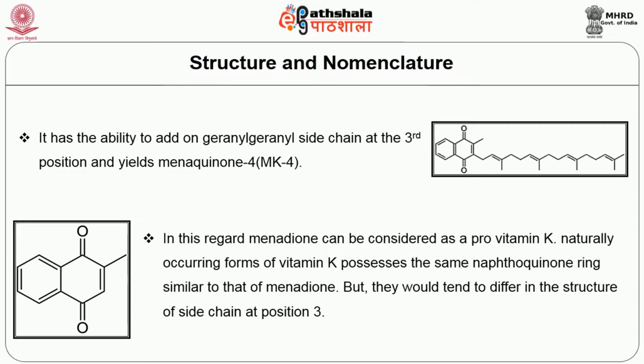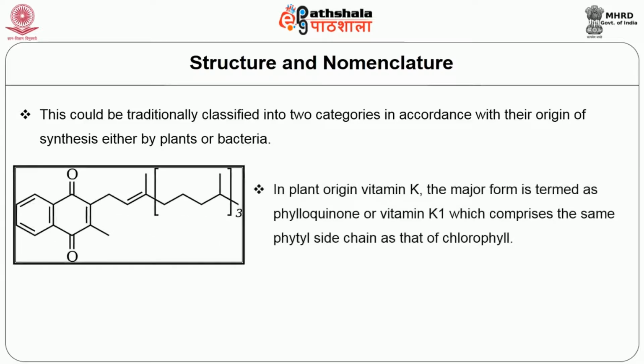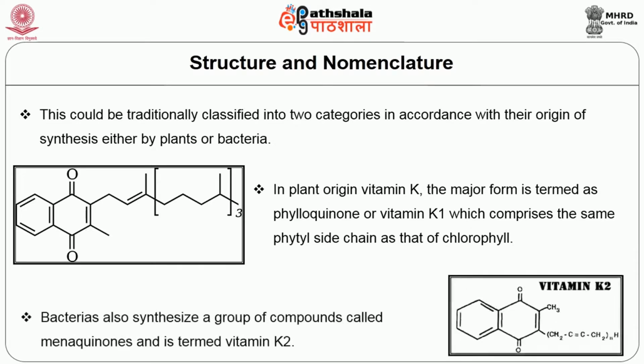Naturally occurring forms of vitamin K possess the same naphthoquinone ring similar to that of menadione, but they tend to differ in the structure of the side chain at position 3. This could be traditionally classified into two categories in accordance with the origin of synthesis, either by plants or bacteria. In plant origin, the major form is termed phylloquinone or vitamin K1, which comprises the same phytyl side chain as that of chlorophyll. Bacteria also synthesize a group of compounds called menaquinones, termed vitamin K2.